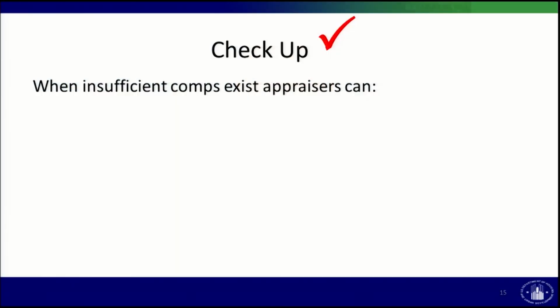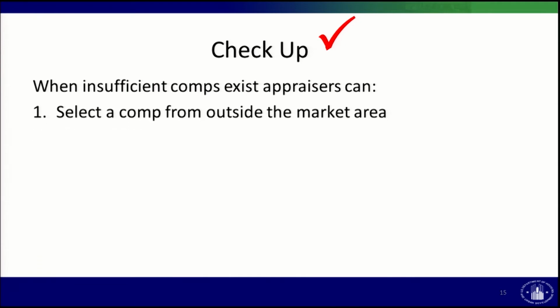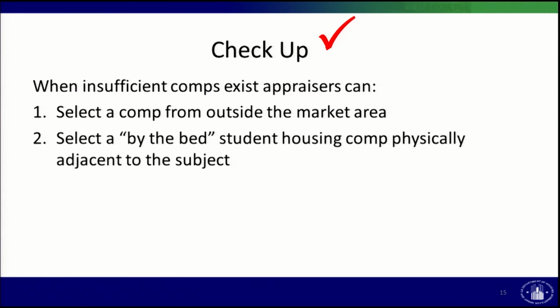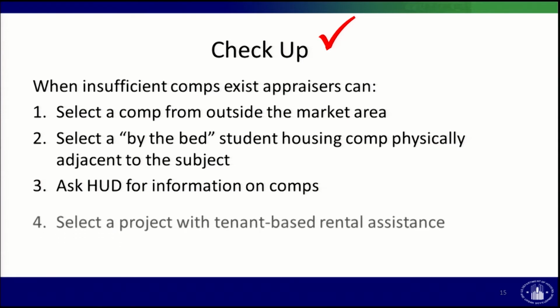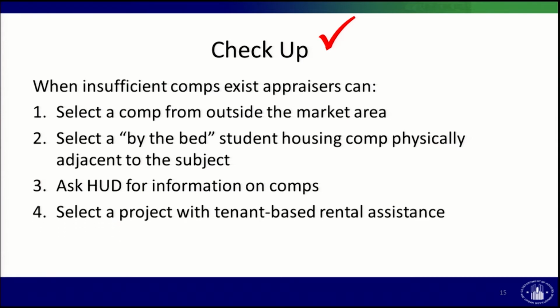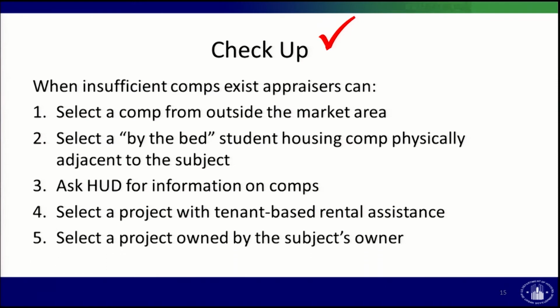Now it's time for a little checkup. When insufficient comps exist, appraisers can select a comp from outside the market area, select a by-the-bed student housing comp if physically adjacent to the subject, ask HUD for information on comps, select a project with tenant-based rental assistance, select a project owned by the subject's owner. I'll give you just a minute to consider your answers. Maybe that wasn't a minute, but here's the question.